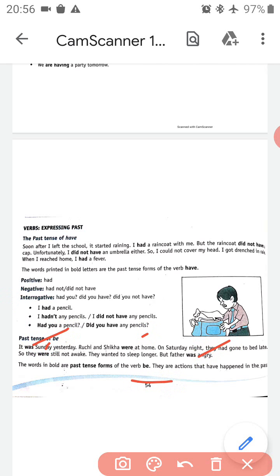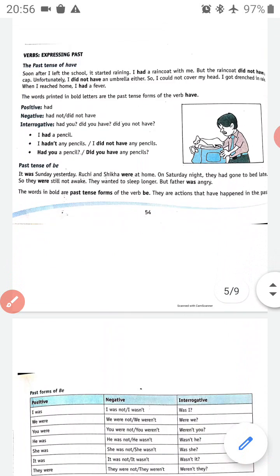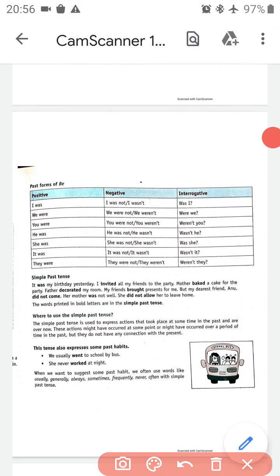They are actions that have happened in the past. These are talking about the actions which have happened in the past. Past means a time that has passed, or work that was done in a time that has passed. Past forms of be. I was not, I wasn't. Okay. Past form of be, in positive it will be I was, in negative it will be I was not or I wasn't, in interrogative it will be was I.